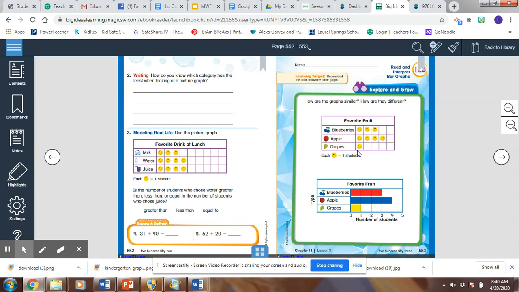So here they used pictures because it's a picture graph, and here they used bars because this is a bar graph, right? Here they have a key, and here they have numbers. So those are the differences between them. All right, let's turn that page.